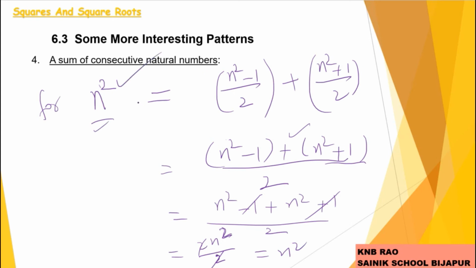So, we can say n square is the sum of two successive or two consecutive natural numbers. Which are they? They are (n square minus 1)/2 as the first fellow, and (n square plus 1)/2 as the second number. So, we can say it like this. Okay, students. Now, we will go for some work on this. Try this.